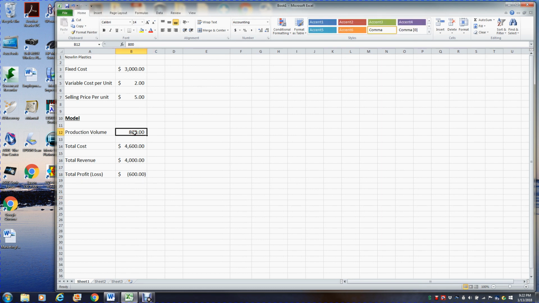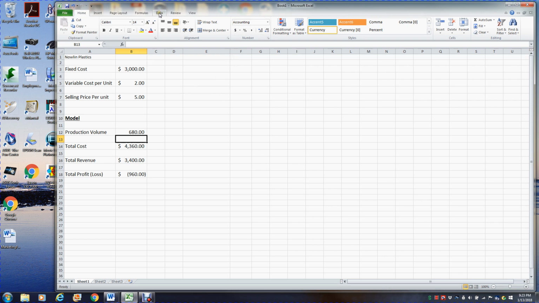And we could then proceed to change these numbers in a trial and error manner in order to try to figure out what our break-even point is. Our break-even point, as you should remember by now, is the point where the total profit is equal to 0, and the total cost and total revenue are equal. But instead of using a trial and error method, we're going to use the goal seek function within Excel.